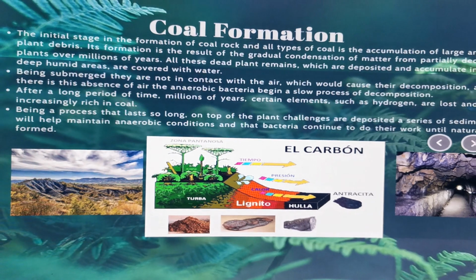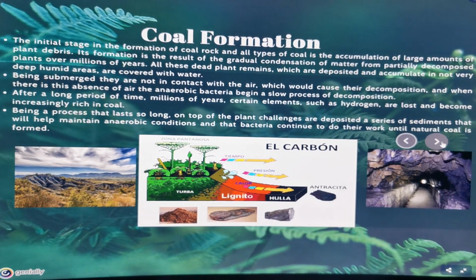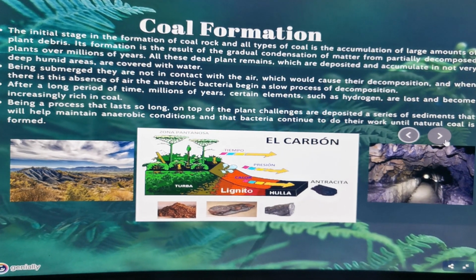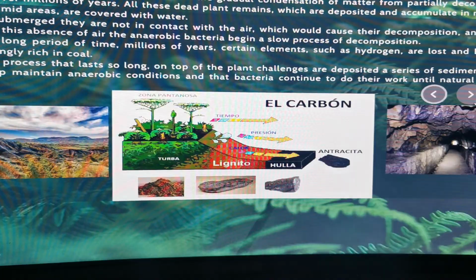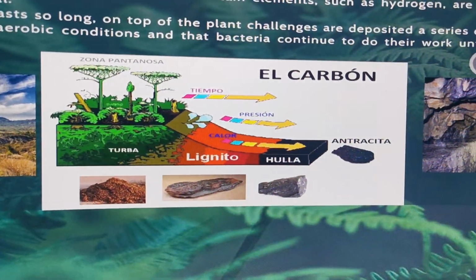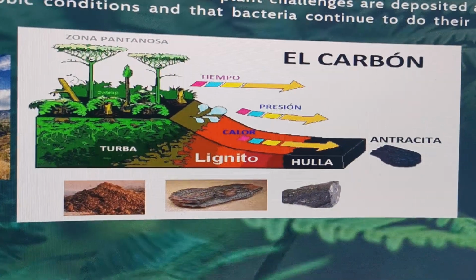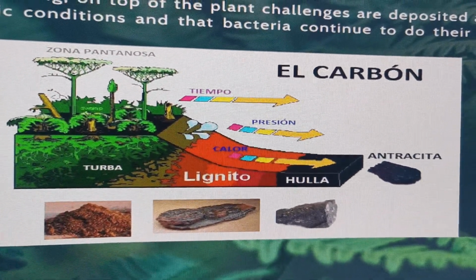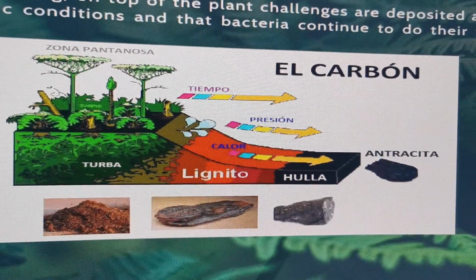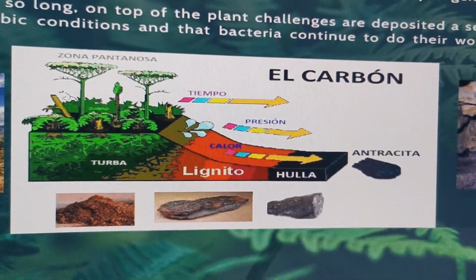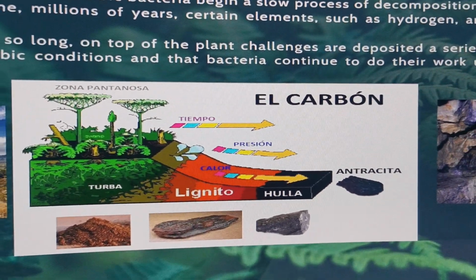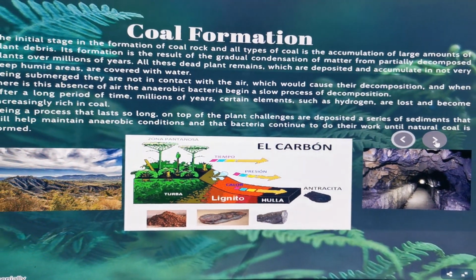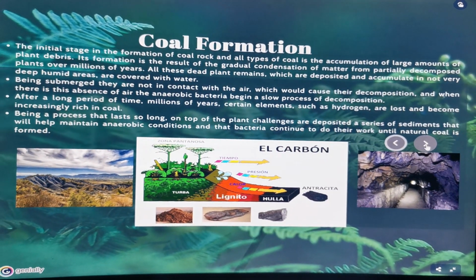Coal formation. The first stage in the formation of coal rock, of all types of coal, is the accumulation of large amounts of plant debris. Its formation is the result of the gradual condensation of matter from partially decomposed plants over millions of years. After a long period of time, certain elements such as hydrogen are lost and the matter becomes increasingly rich in carbon. On top of the plant remains, a series of sediments are deposited that help maintain anaerobic conditions, and bacteria continue to do their work until natural coal is formed.